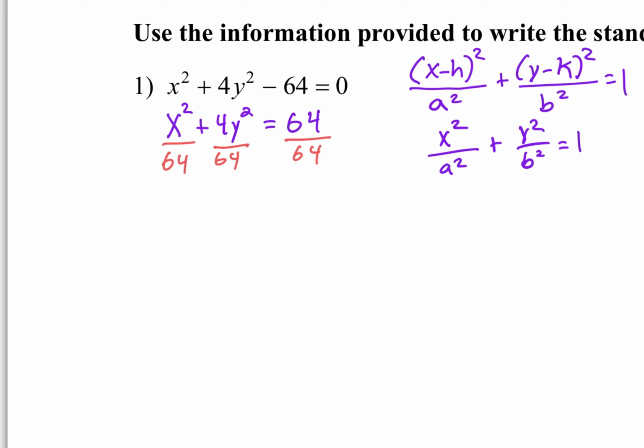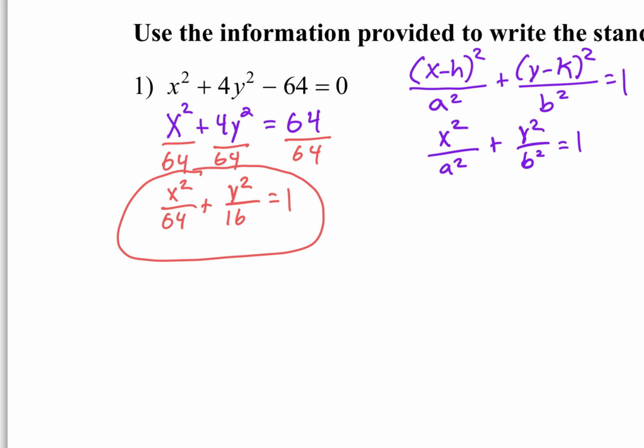So if you look at the first one, x squared over 64, we're in good shape. So we've got x squared over 64 plus, now you'll notice that we've got 4 and 64. Well, we can just treat that as 4 over 64, which can be reduced. 4 goes into 64 16 times, so this can be reduced to y squared over 16. And 64 divided by 64 is 1. And now we have it in the form that we want.